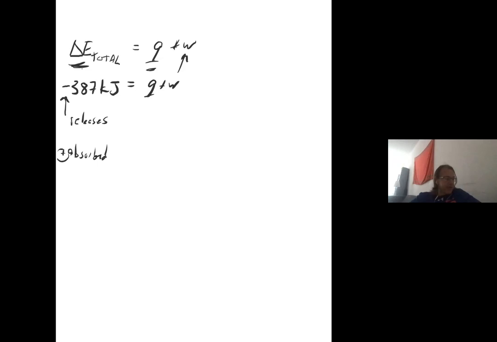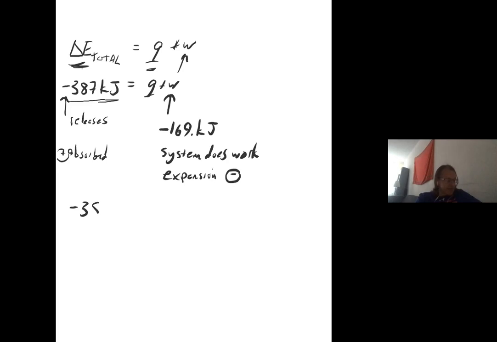it would be positive. Okay, so we now know this is minus 387, but we also know the amount of work because it told us that the system does 169 kilojoules of work. So let me bring that in here. This is minus 169, right? Because, I'm going to read it again, the system does the work. That means expansion. And if it's expansion, that's a negative. So now we can get to Q because now we have the other two numbers. Q plus a minus. Plus a minus is the same as minus. Okay, so if we want to know what Q is, we have to add 169 kilojoules to both sides.